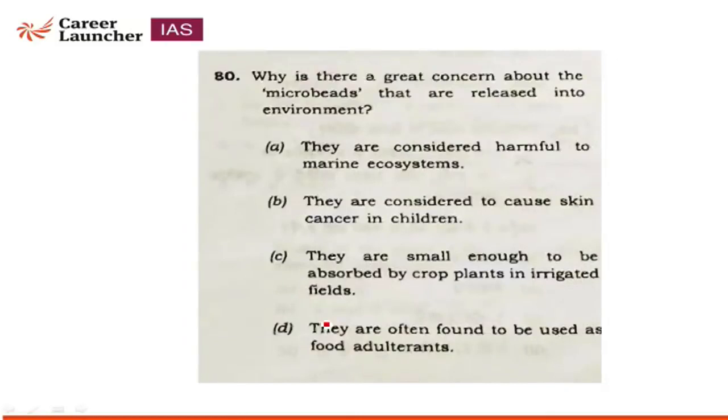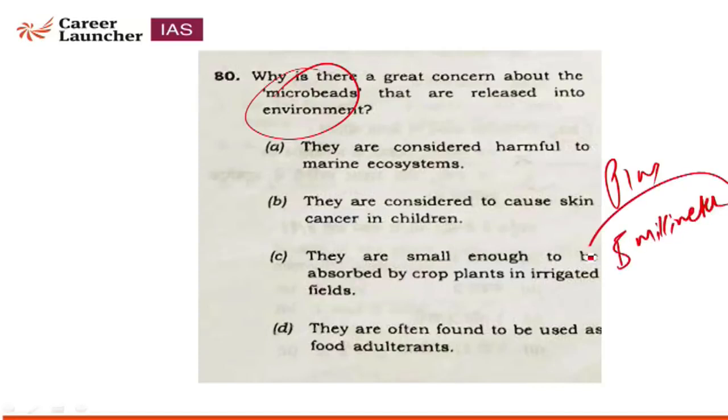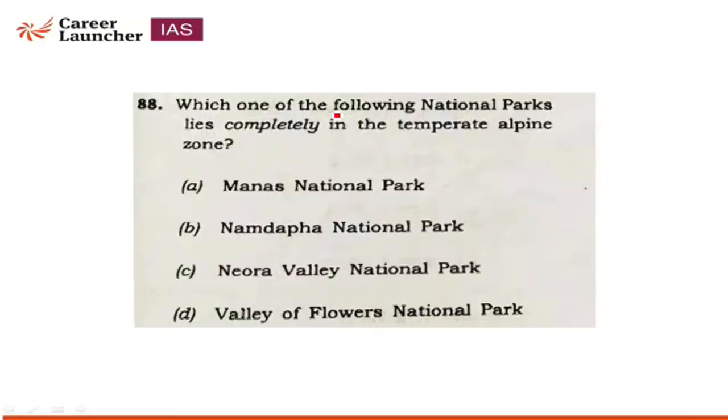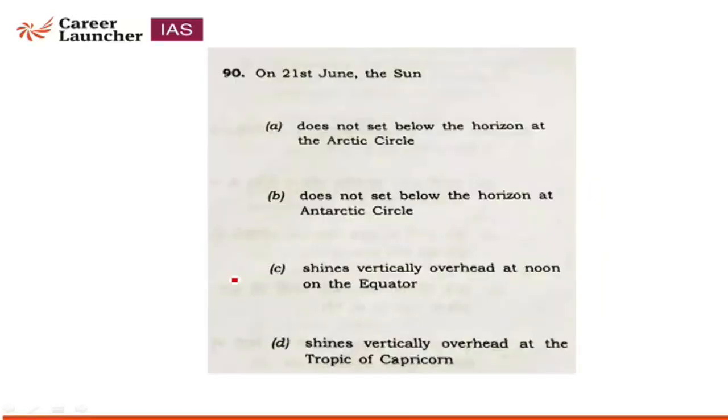80. Why is there a great concern about the microbeads that are released into the environment? See, basically microbeads are very small pieces of plastic, less than 5 millimeters, and they are not good for our aquatic ecosystem. Okay, they are considered harmful to the marine ecosystem is the correct answer. Which one of the following national parks lies completely in the temperate alpine zone? Among all the options, the Valley of Flowers National Park lies in the temperate alpine zone.